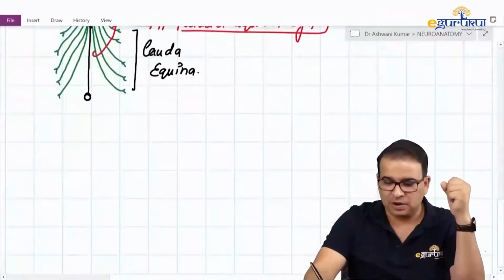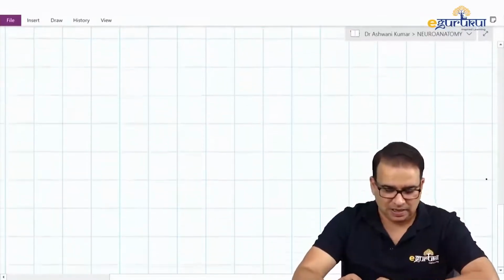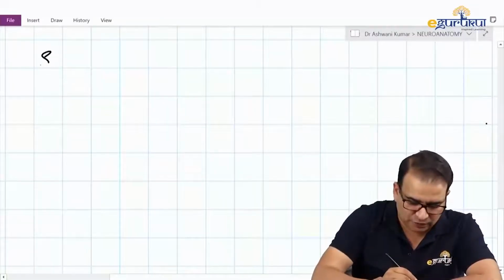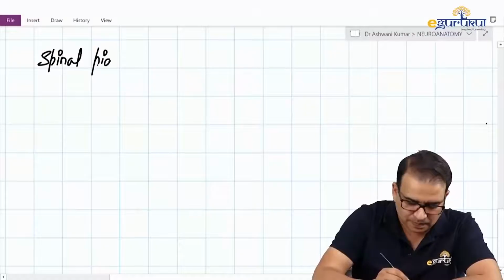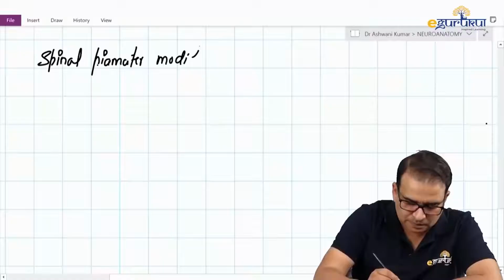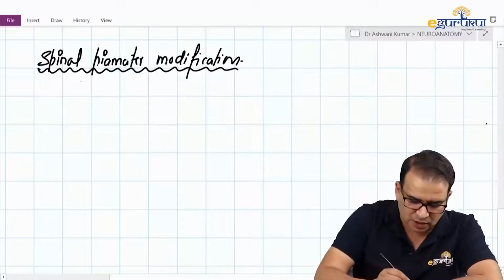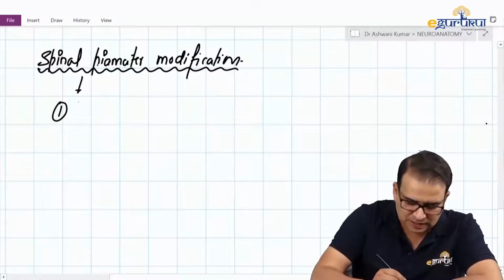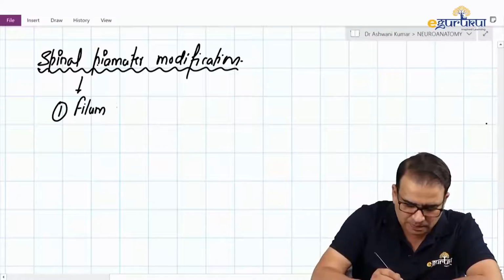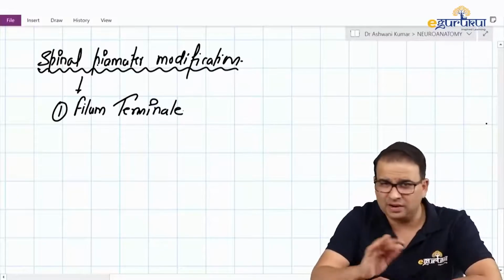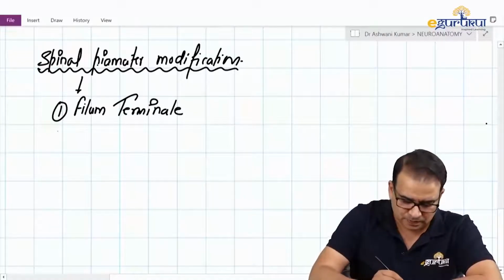Spinal pia mater is special because it gives rise to some other things as well. Like there are some other modifications we have for the spinal cord pia mater. So when we talk about the spinal cord pia mater modifications, one, as we just said, is the filum terminale. Both internum and externum, it is there in both of them.